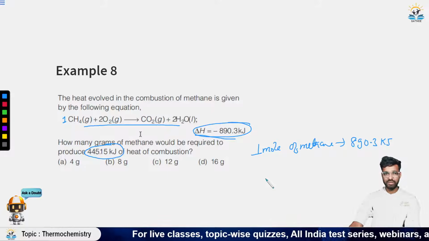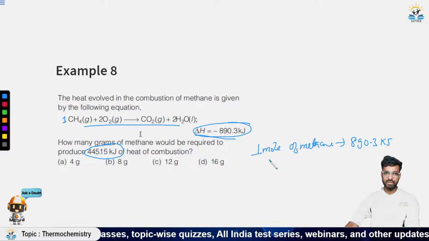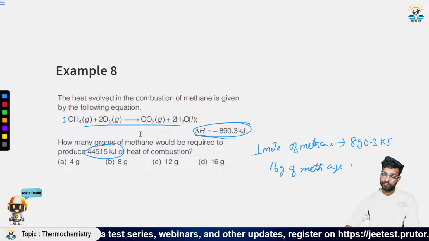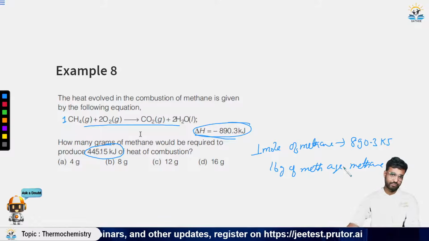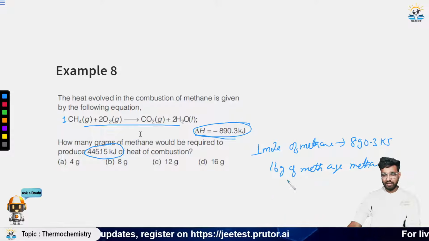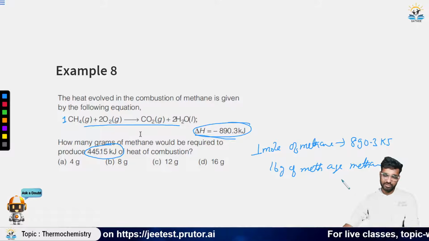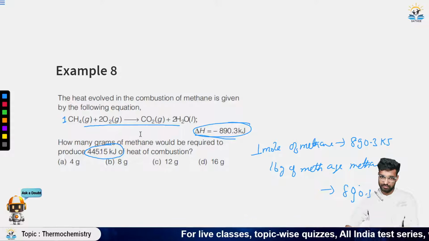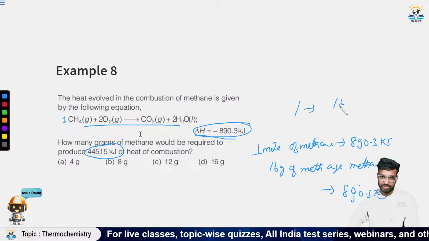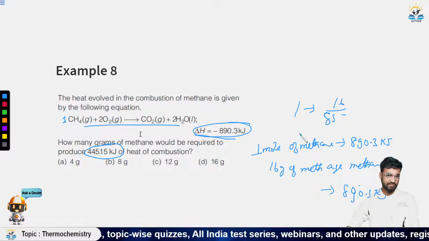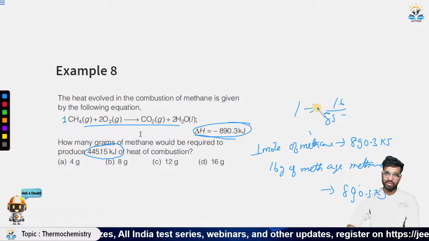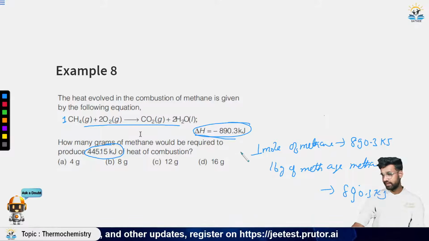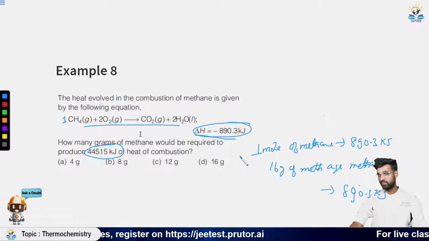So what is the molar mass of methane? It is carbon, that is 12, plus 4, 16. So it is given for 16 gram of methane. So for 1 kilojoule, how much it will be? For 1 kilojoule it will be 16 by 890.3, and then for 4451.5 you will multiply. So you will simply use the unitary method to calculate this. So you will do it by yourself, and it will help you in polishing these thermochemistry equations.